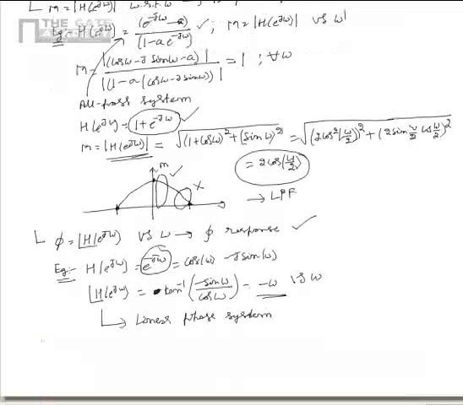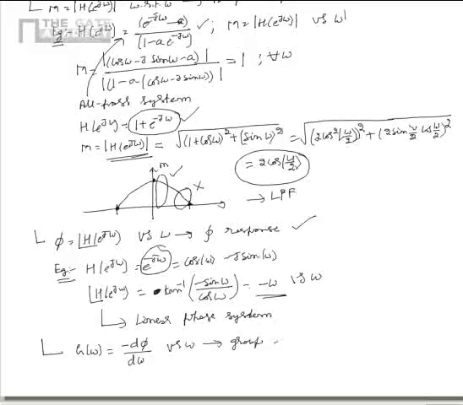Now, from the frequency response, we can get one more quantity that is called group delay, which is defined as minus d phi by d omega. The plot of g of omega with respect to omega is called the group delay response.